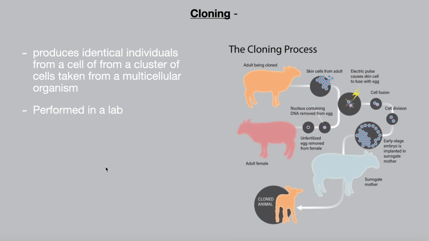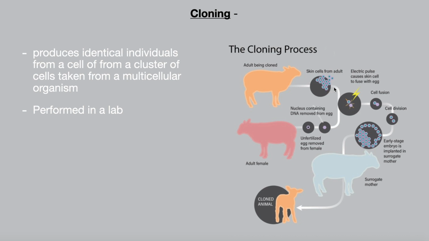And then there's cloning. Cloning produces identical individuals from a cell or a cluster of cells taken from a multicellular organism. And it's performed in a lab. Now, this could be an animal or a plant. We talked about Dolly, the sheep, that was the famous sheep that was grown. They can take skin cells from an adult. They take an egg from a female, but they take the nucleus out where the DNA is.